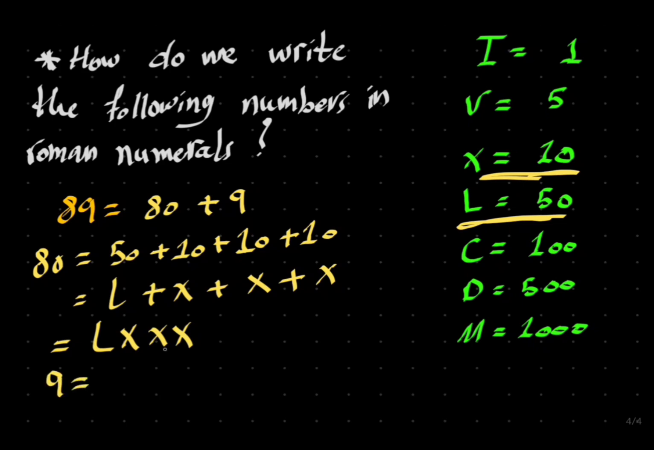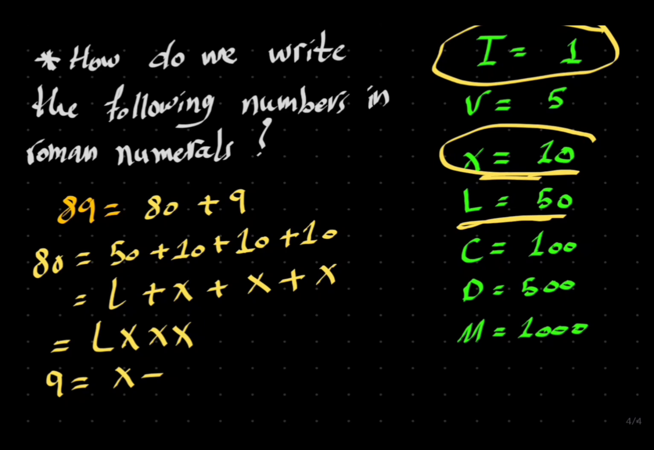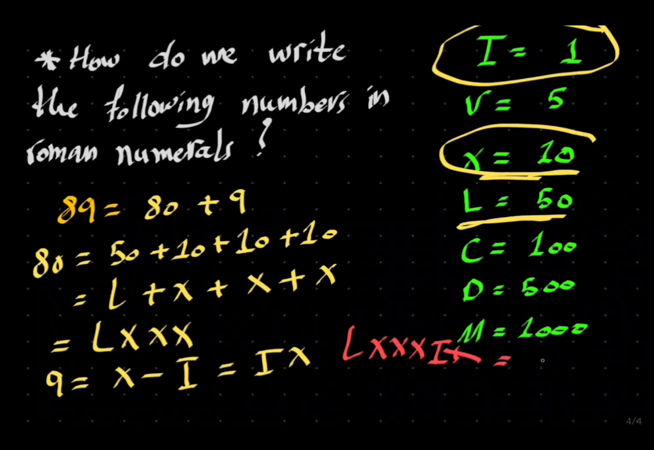Now let's take the 9. 9 equals 10, which is X, minus 1, which is I, equals IX. Now let's put them beside each other. LXXX, IX, which is the Roman numerals for 89.